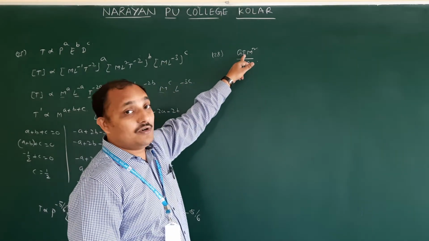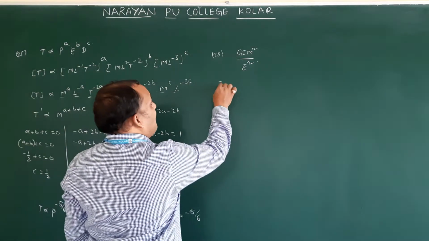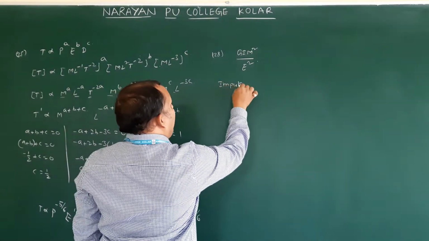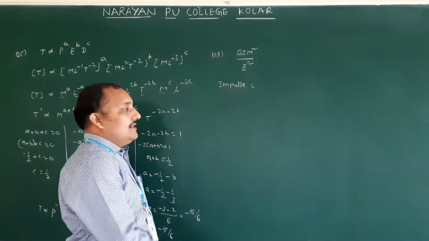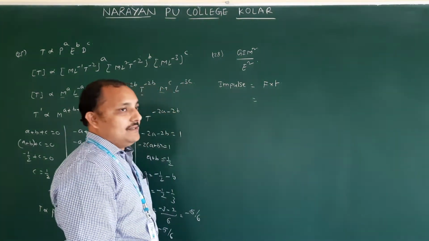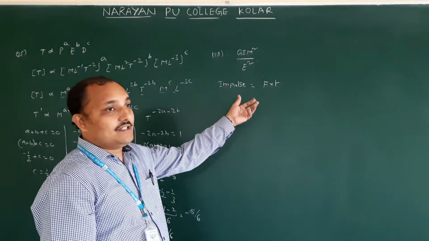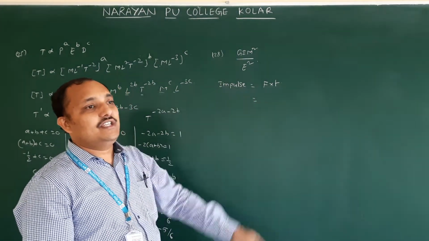Now you should come to know I. What is I? They said impulse. Here impulse means the product of force and time. So impulsive force will come out because of change in momentum.